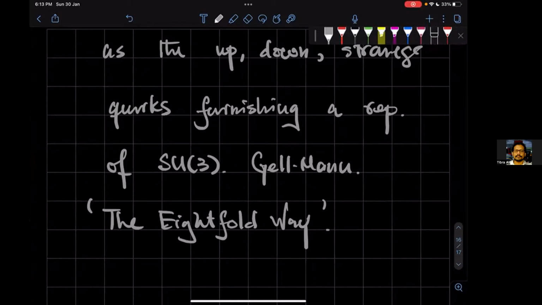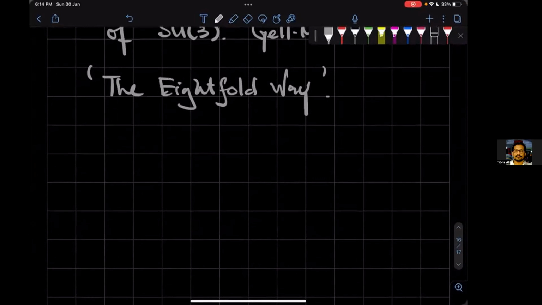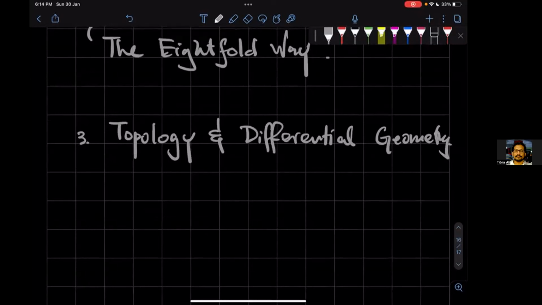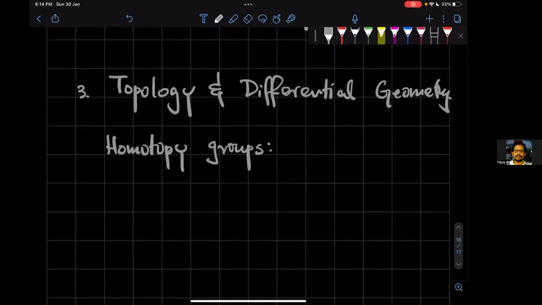So next I want to talk about some applications in mathematics. Topology and, say, differential geometry. So there are these groups in topology called homotopy groups. And what are these groups? These groups are equivalence classes of maps. They're written like pi n, and they're equivalence classes of maps from the n-sphere to some space M.